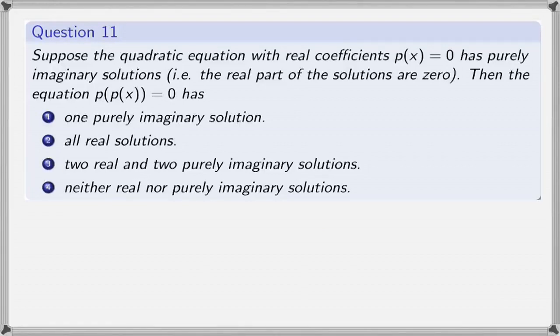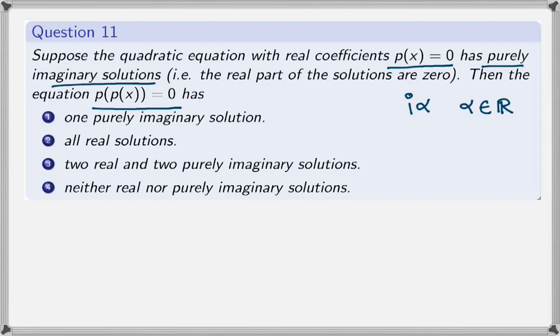Here in this question we consider a real quadratic equation p(x) is equal to 0. We are told that this equation is having only purely imaginary solutions. That means the solutions are of the form i alpha, where alpha belongs to the set of real numbers. Then we consider the equation p of p(x) is equal to 0. We have to find out what are all the correct information about the solutions of p of p(x) is equal to 0.